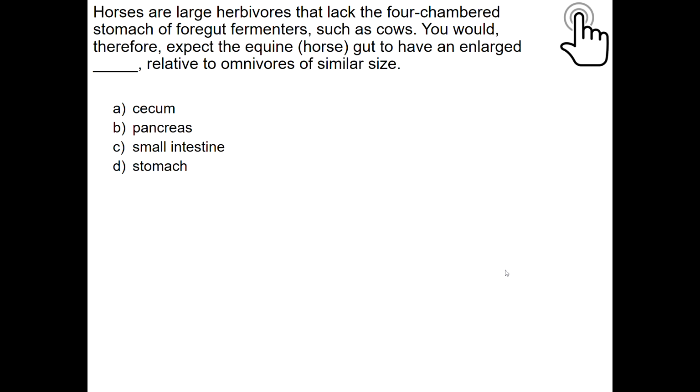And our last question for the day. Horses are large herbivores that lack the four-chambered stomach of foregut fermenters such as cows. You would therefore expect the equine or horse gut to have an enlarged blank relative to omnivores of similar size. So you would expect it to have an A, enlarged cecum, B, enlarged pancreas, C, enlarged small intestine, or D, enlarged stomach. So pause the video and answer the last question below.